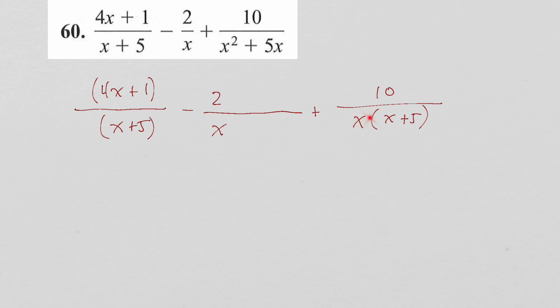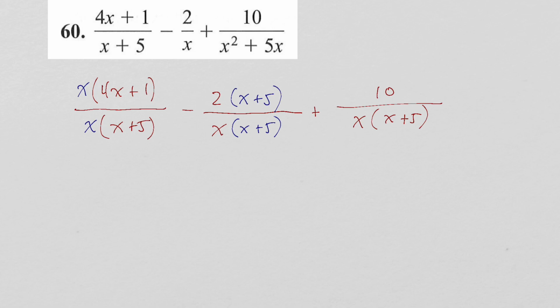So here we can see that this is the common denominator. In order to make this look like this, we need to multiply by x. So I'll do that in the numerator as well. To make this look like this, I need to multiply by x plus 5. So I do that in the numerator as well.